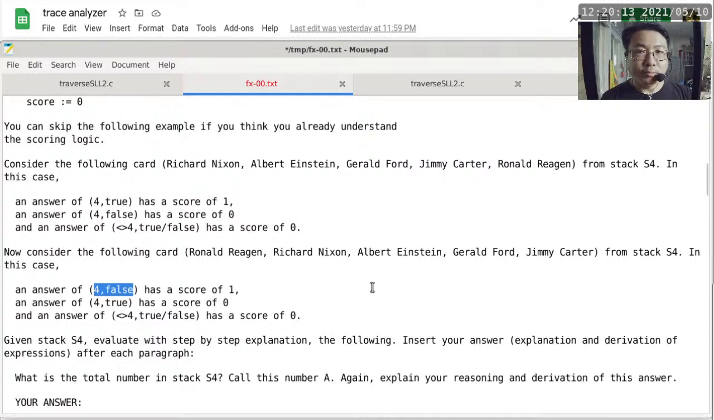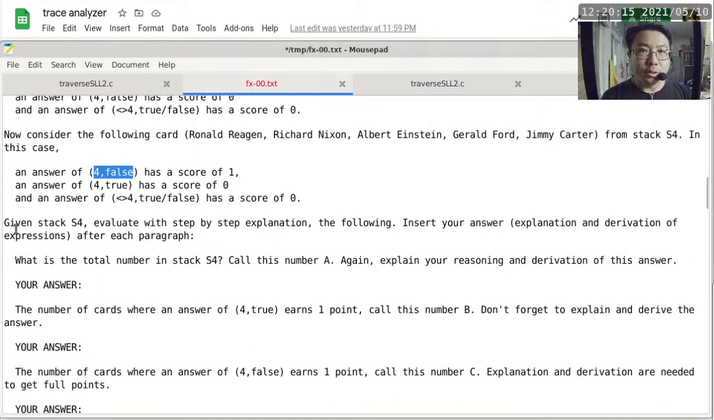For everything else, it's going to be a 0. So now the question is, given stack S4, remember S4 is a subset of all the possible cards with only 5 names, and this particular subset has the special property that we know there are 4 presidents within those 5 names. The ordering is still all over the place, but we know for sure there are 4 presidents in it. Evaluate with step-by-step explanation the following. Insert your answer after each paragraph.